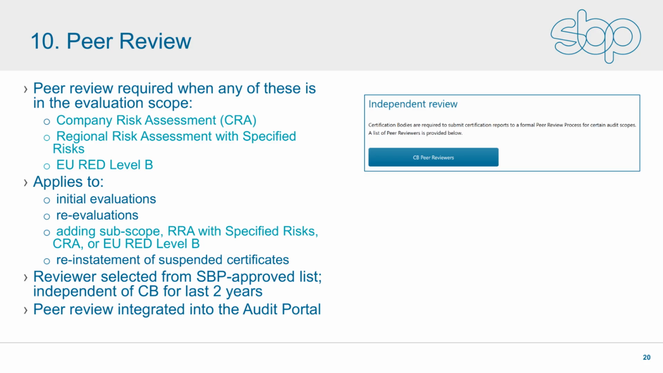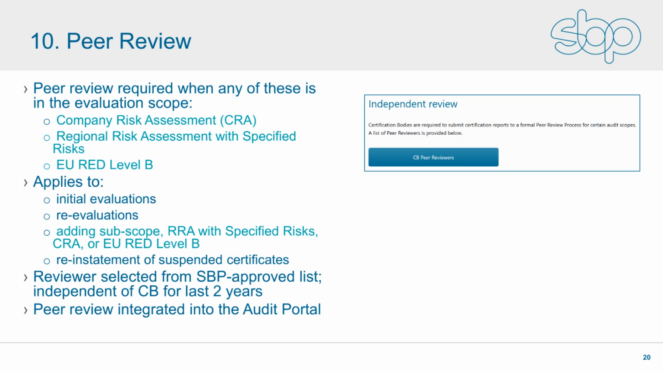Section 10 covers peer review, and the peer review triggers have been meaningfully redefined in version 2.1. A peer review is a review of the certification decision by an independent expert. It takes place after the certification body considers that a positive certification decision is warranted, but before the decision is formally made. It does not replace the CB internal technical review. The two are separate. In version 2.0, peer review was required for any evaluation that included a supply-based evaluation.